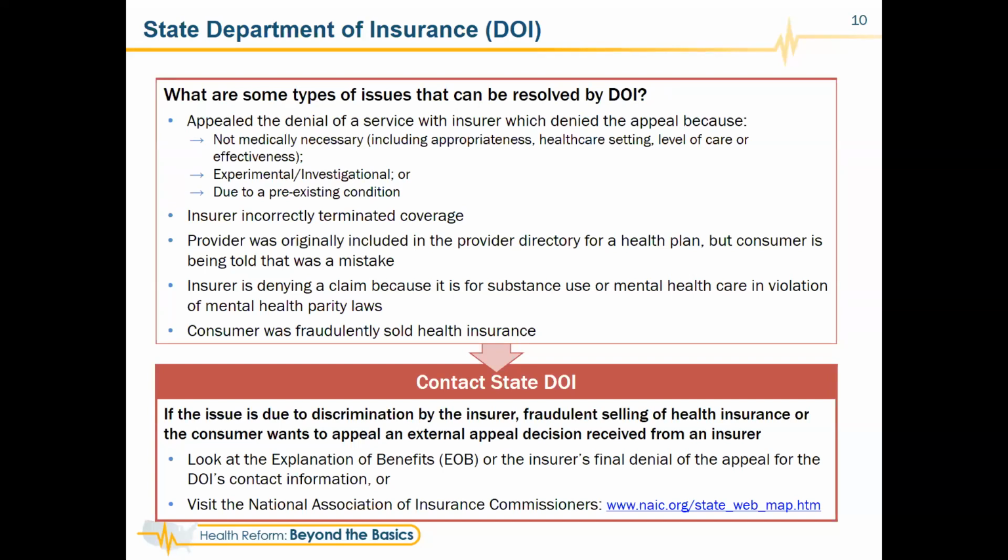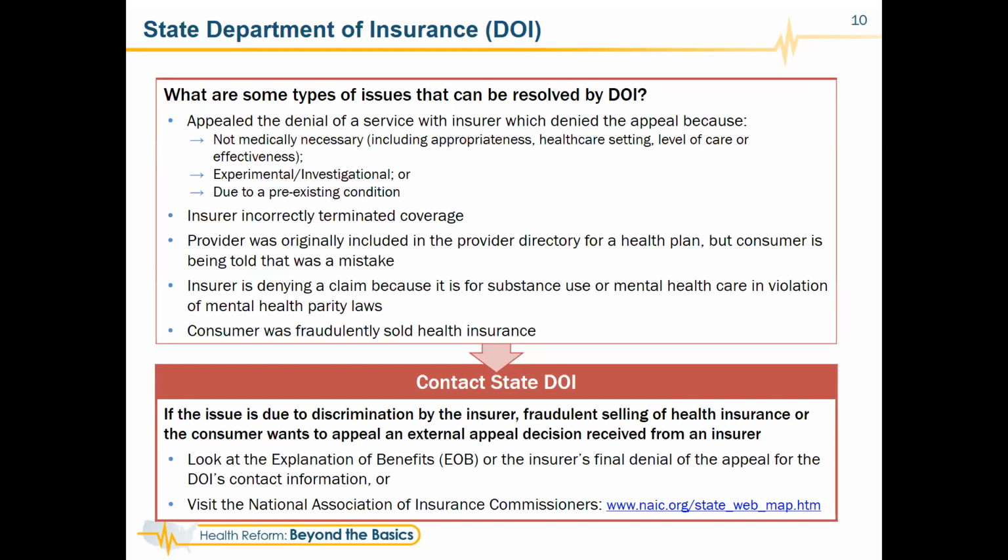So overall, if the issue that a consumer is facing is due to discrimination, fraud, or appealing a decision made by the insurer, the consumer is going to go to their State Department of Insurance. And again, these are going to vary state by state, and the processes might be slightly different. So your best bet for consumers in these situations is to go to the National Association of Insurance Commissioners. And again, we'll make sure that this website is available in the resources.